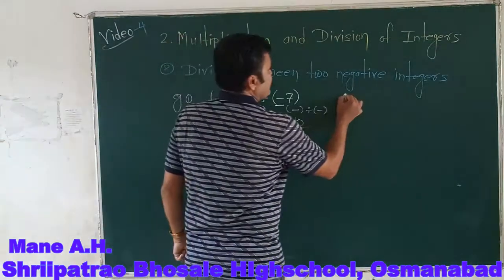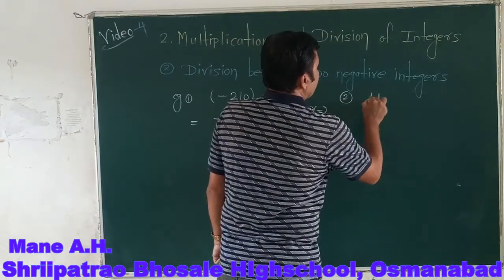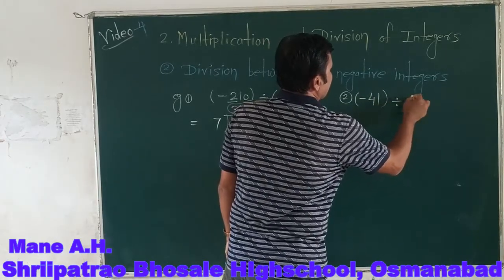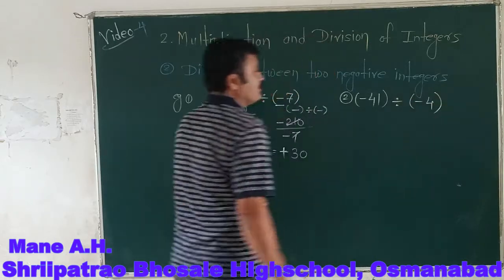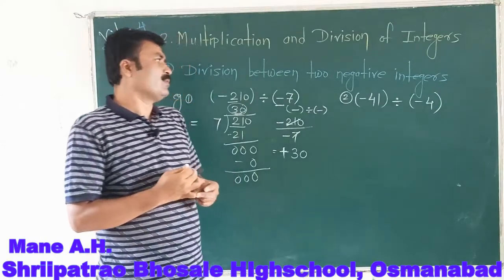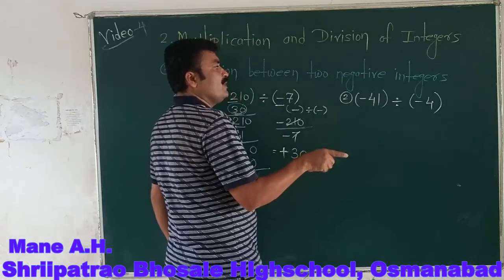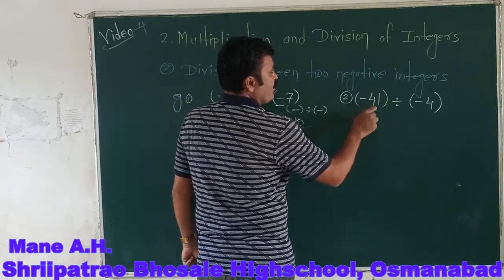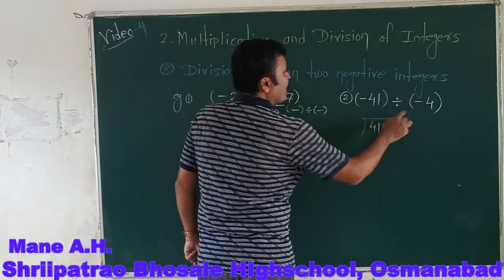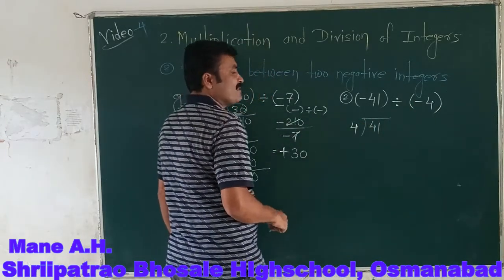Let's take another example, second now. The second example here: minus 41 divided by minus 4. Minus 41 is a negative integer, and minus 4 is also a negative integer. So first we take the division between their magnitudes. The magnitude of minus 41 is simply 41, and it is divided by the magnitude of minus 4, that is simply 4. Now let's continue the division process.